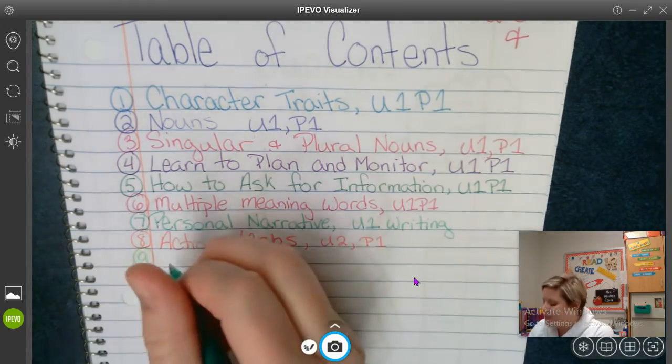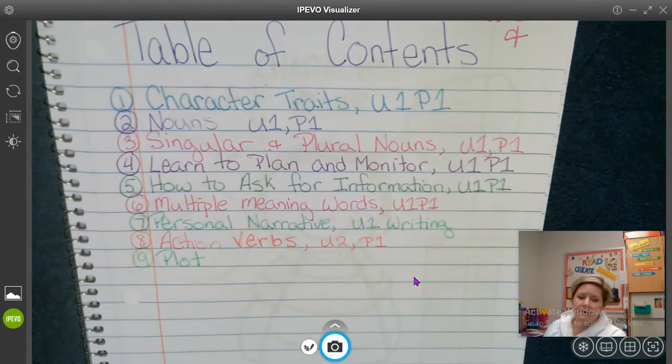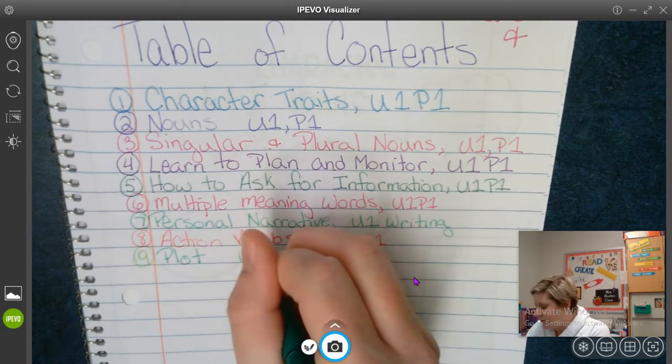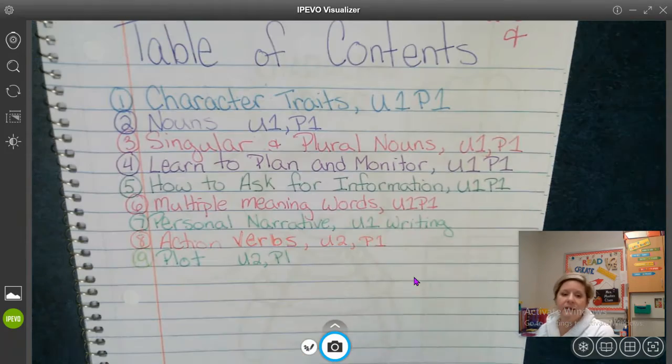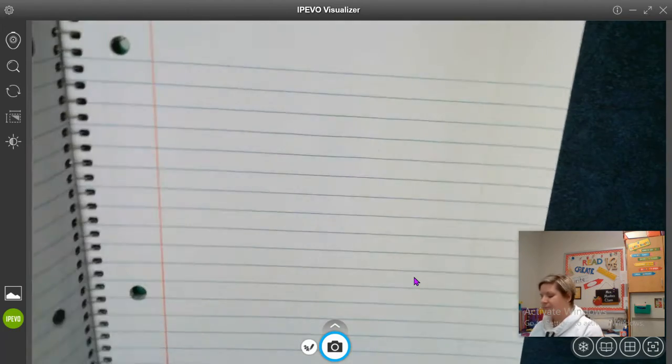Today, we are going to be talking about plot. We're going to be talking about what a plot is and the different elements of a plot. And this is part of Unit 2, Part 1, so you can go ahead and write that down. And whenever you're ready, you can head on over to your notebook page.